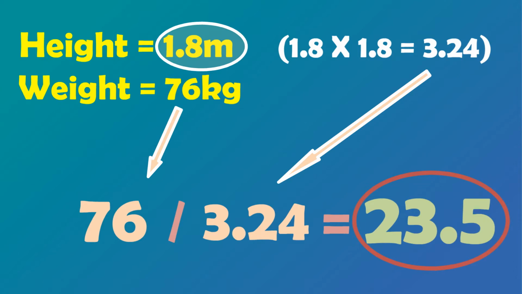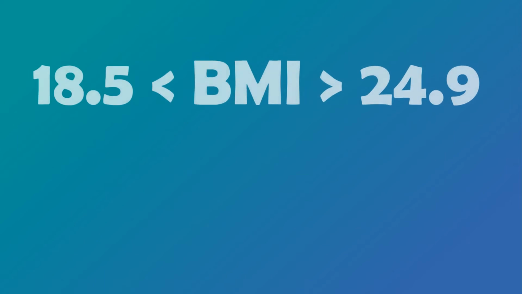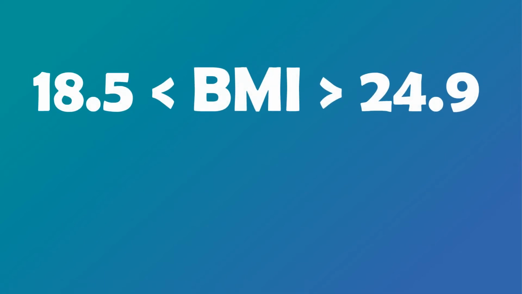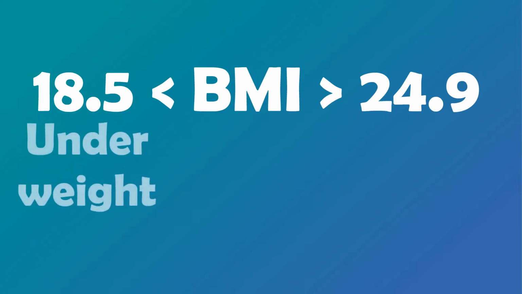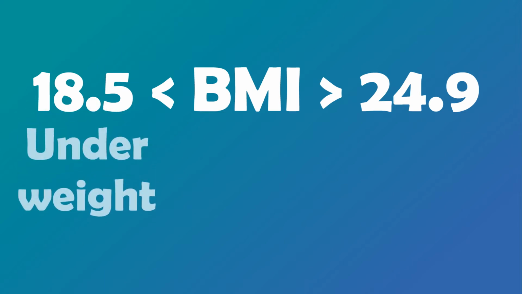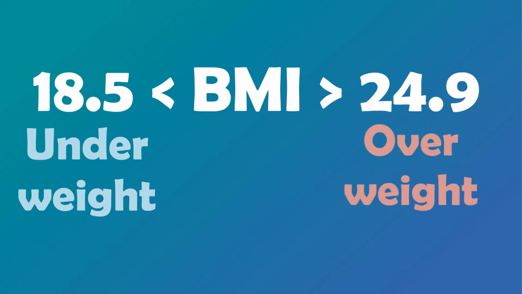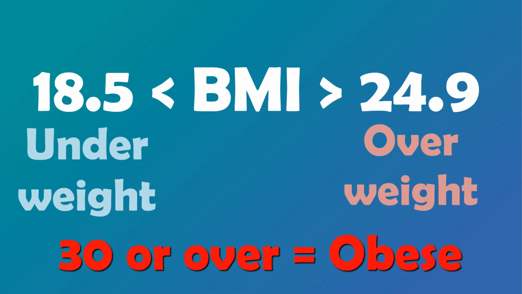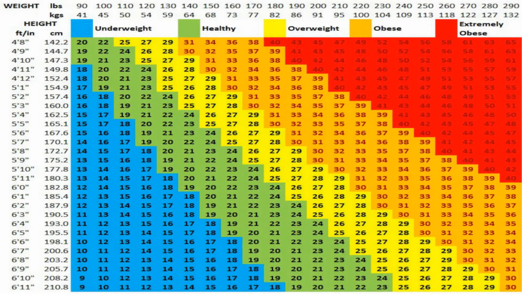That is your BMI. Your BMI should be between 18.5 and 24.9. If your BMI is below 18.5, you are underweight. If your BMI is between 25 and 29.9, you are overweight. And if your BMI is 30 or above, you can be considered obese. You can also refer to the body mass index table to know your BMI.